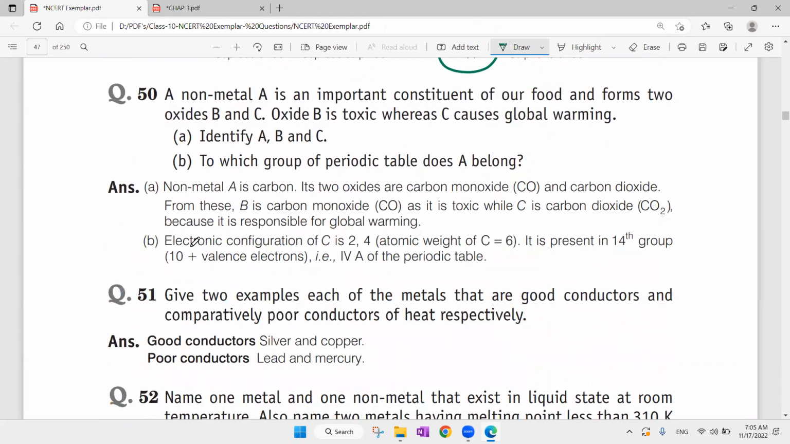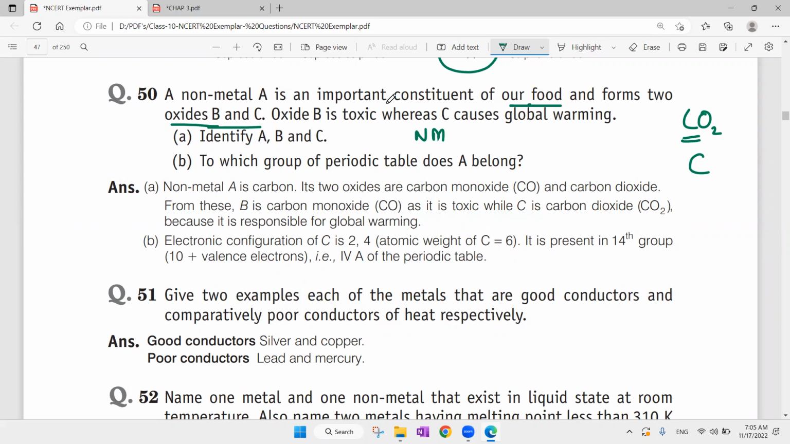Okay, 50th. A non-metal A, we don't know, is an important constituent of our food and forms two oxides, B and C. Okay, the non-metal, we don't know what that non-metal is, but it is an important constituent of food, it seems. Oxide B is toxic, whereas C causes global warming. We know that carbon dioxide causes global warming. Easily we can identify it. So from this we can infer that the non-metal is carbon.